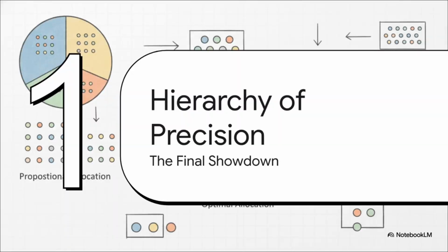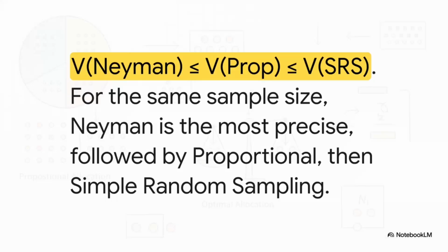So we've got 3 different ways to sample: simple random sampling, proportional allocation, and Neyman allocation. It's time for the final showdown. Let's put them head-to-head and see who comes out on top. And here it is. This beautiful inequality is honestly one of the most important takeaways in all of sampling theory. It tells us, crystal clear, that for the exact same total sample size, Neyman allocation will always be at least as precise as proportional. And proportional will almost always be more precise than a simple random sample. It's a hierarchy of smartness.